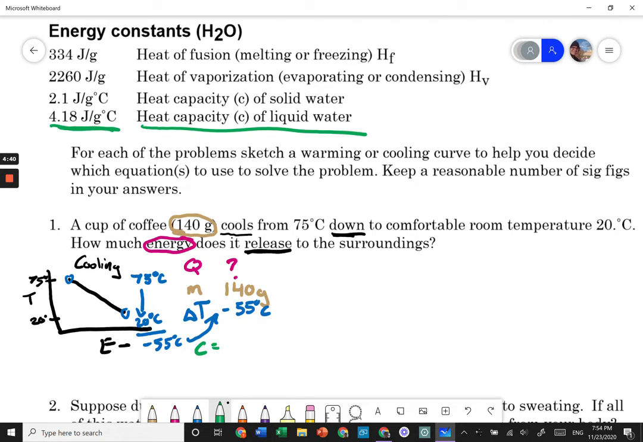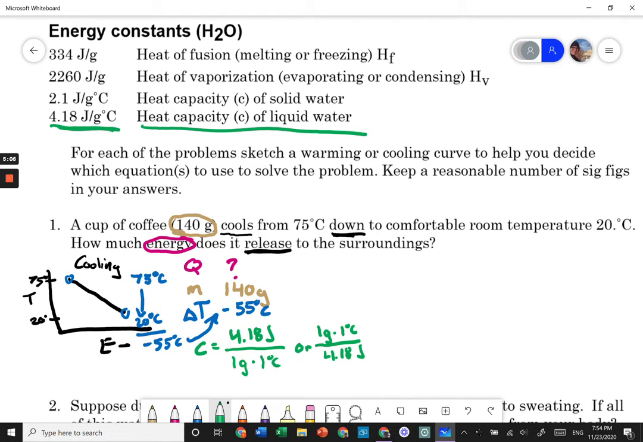We can write it either with our 4.18 joules of energy up on top, which is the energy required to change 1 gram of water by 1 degree Celsius. The other way that we can write this problem is by saying 1 gram of water changing by 1 degree Celsius requires 4.18 joules of energy.